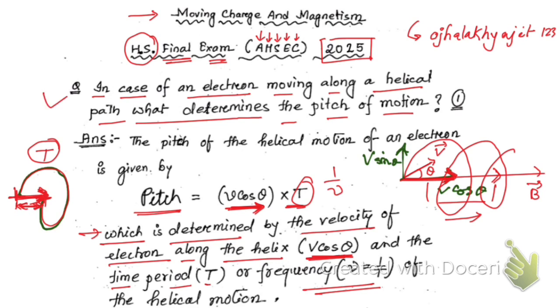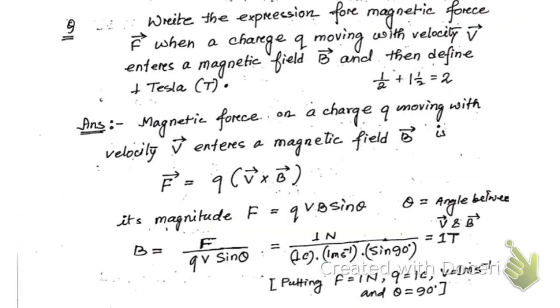Now let me go to the next question. So here is the next question. Write the expression for the magnetic force F when a charge Q moving with velocity v enters a magnetic field B, and define 1 Tesla.